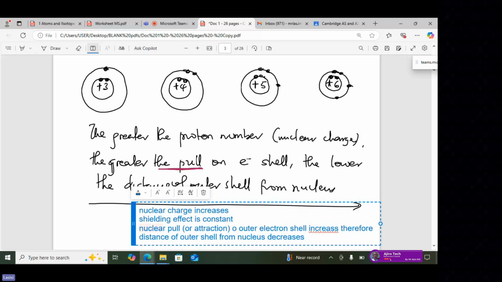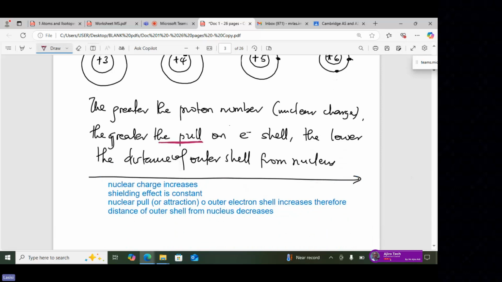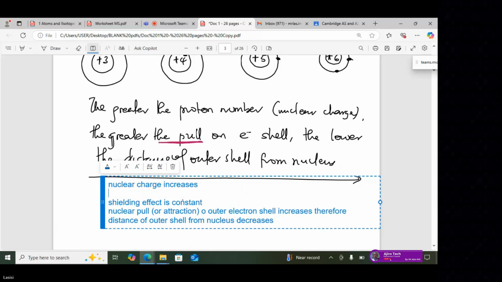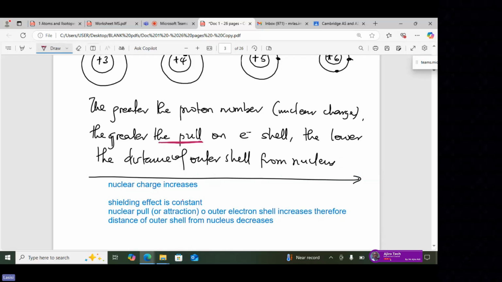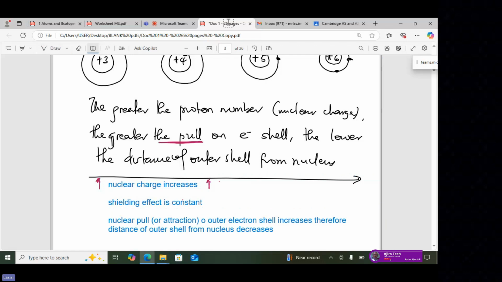So based on these factors, what should happen to IE? So the ionization energy is also supposed to increase. Why? Let's take it one by one. Based on the increase in nuclear charge, what should happen to IE? Because nuclear charge increases, IE also increases. Do you agree? What's my second point? Shielding effect is constant, so it has no effect. Am I right?